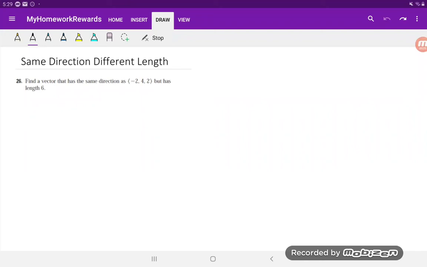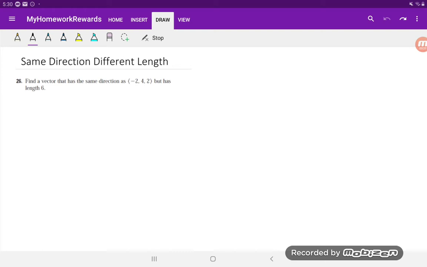Today we're going to work on a vector question. This is 12.2 question number 26 from Calculus Early Transcendentals, 7th edition by Stewart. The question asks us to find a vector that has the same direction as this vector here, negative 2 in the x, 4 in the y, and 2 in the z, but it has a length of 6.